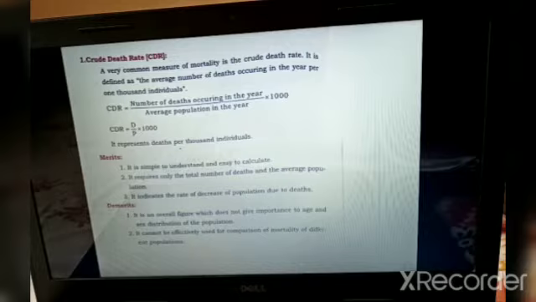Few demerits are: it is an overall figure which does not give importance to age and sex distribution of the population. While we consider crude death rate, we do not know which age group, which sex group, nothing. We just know the number of deaths divided by the average population. The next demerit is it cannot be effectively used for comparison of mortality of different populations.